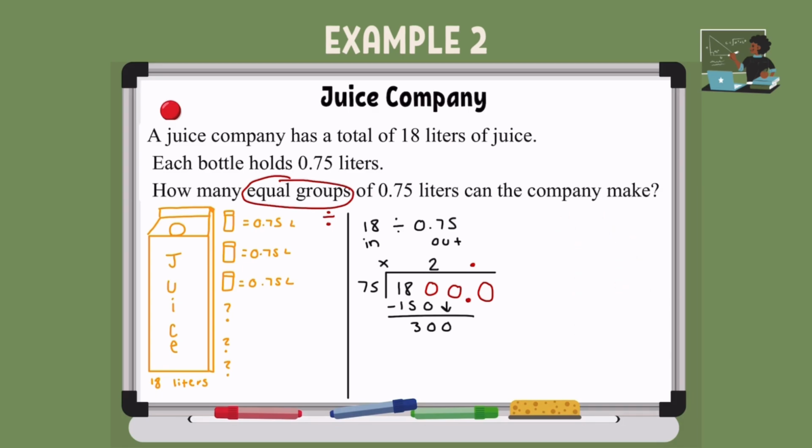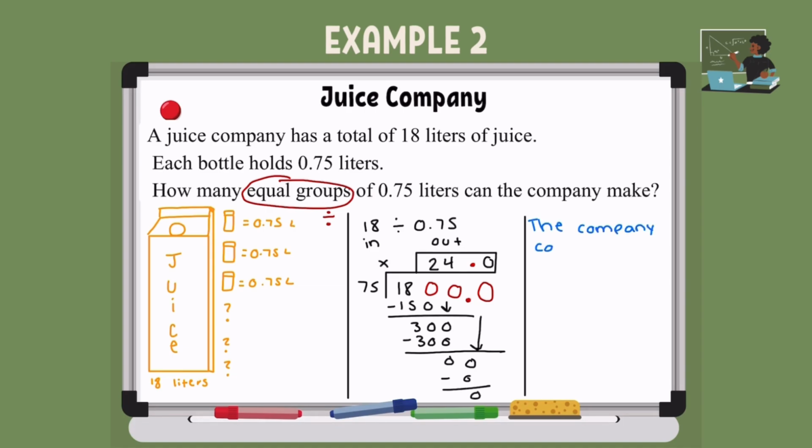And there we have it. 75 times 4 gives us 300. So we're going to place our 4 in our quotient, and we're going to subtract 300. 300 minus 300 is 0, but we're not done yet. We need to pull down the other 0 behind the decimal to complete our answer. 75 goes into 0 0 times, and now we have a complete answer. The company can make 24 equal groups of juice.